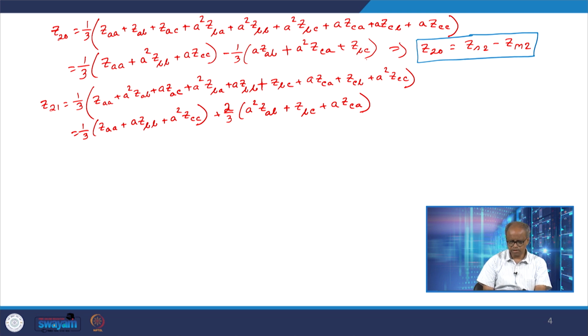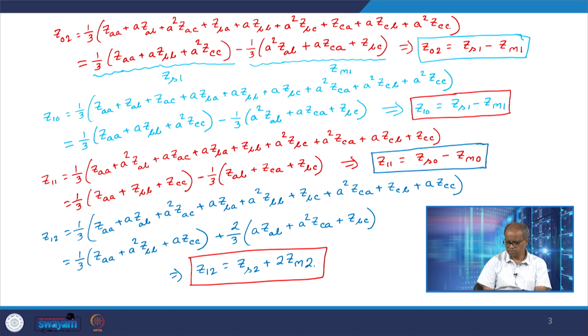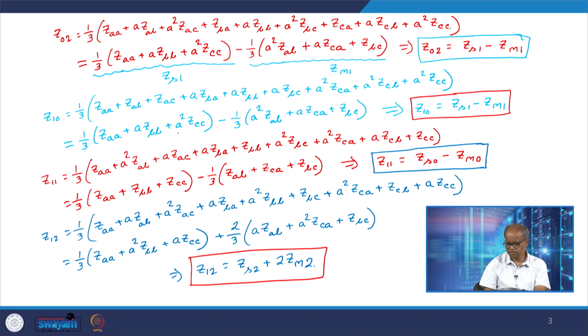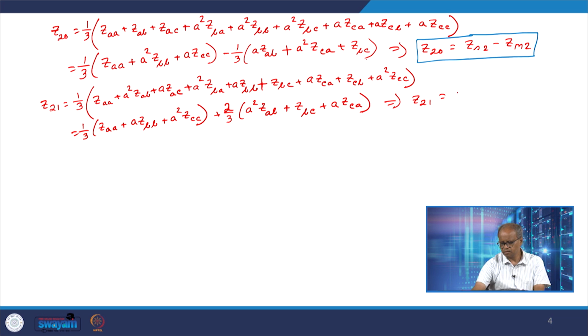So now A square ZAB plus ZBC plus AZCA is ZM1. So then therefore I can write down Z21 is equal to ZS1 plus 2ZM1, where ZA plus AZBB plus A square ZCC is ZS1.